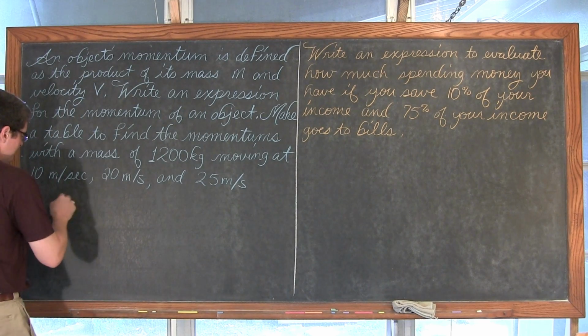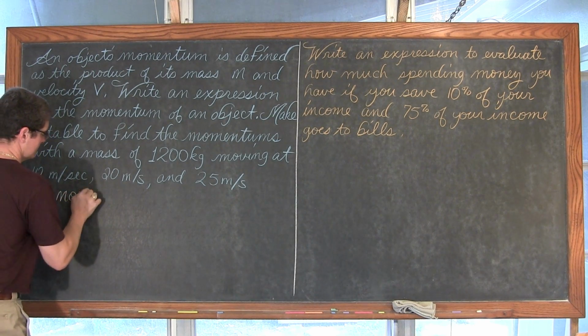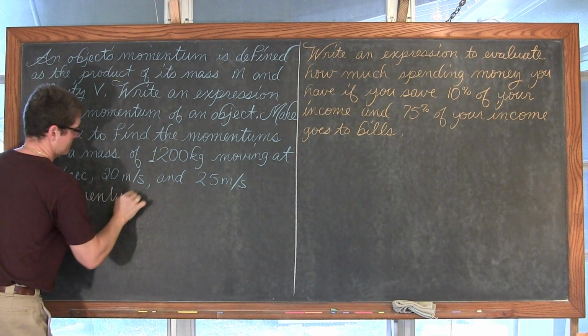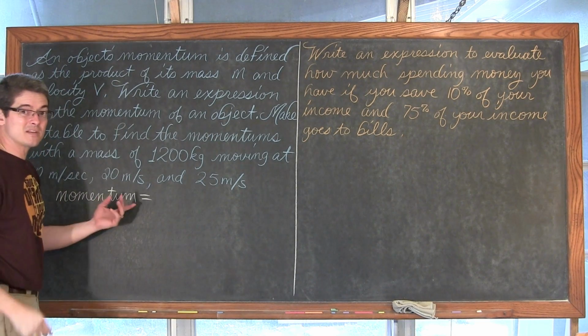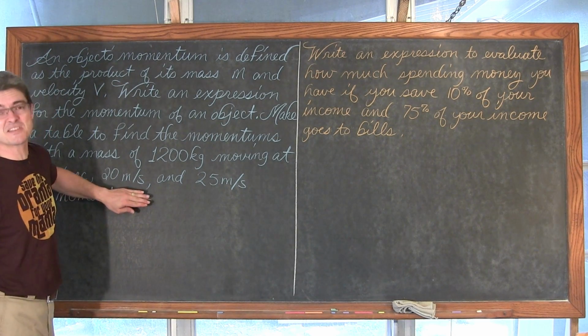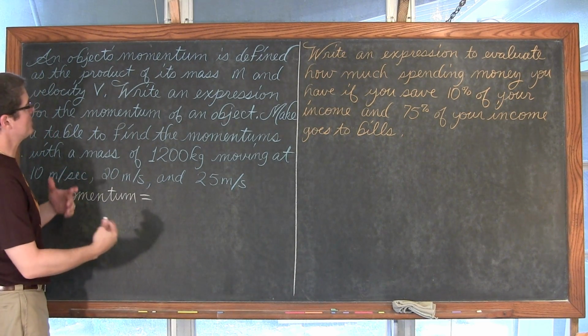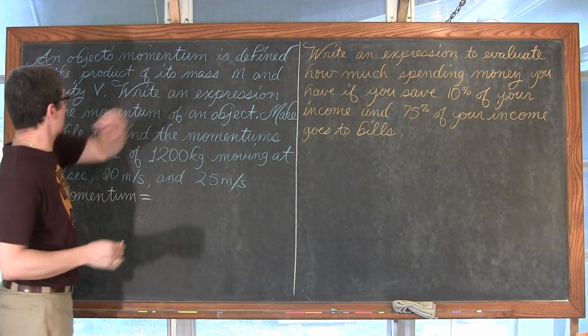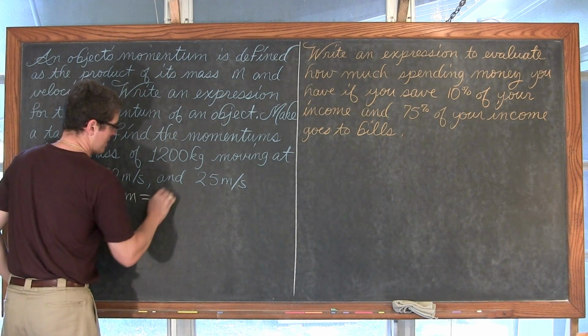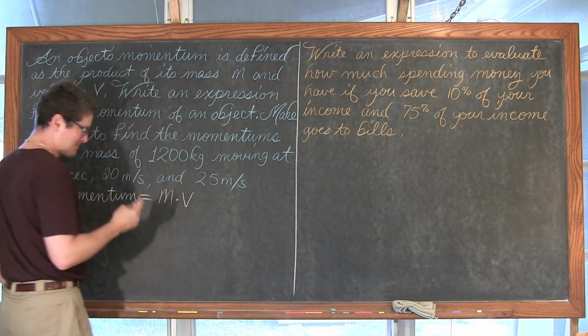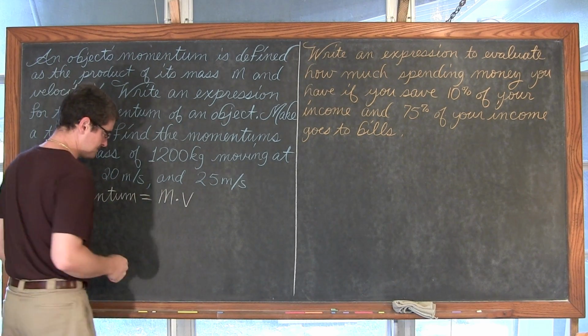Okay, so the momentum is equal to, now technically I'm writing an equation, so just pretend that's not there, the product of the mass and the velocity. So it's equal to the product of capital M times V.